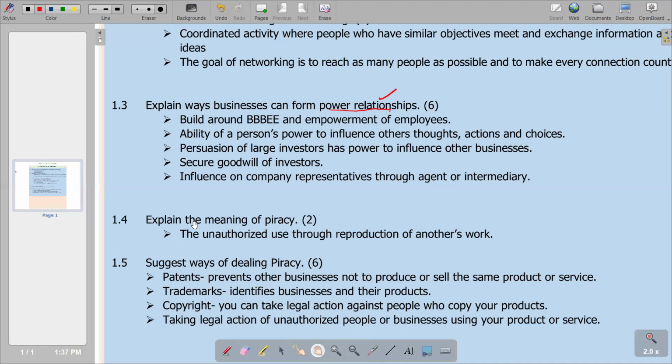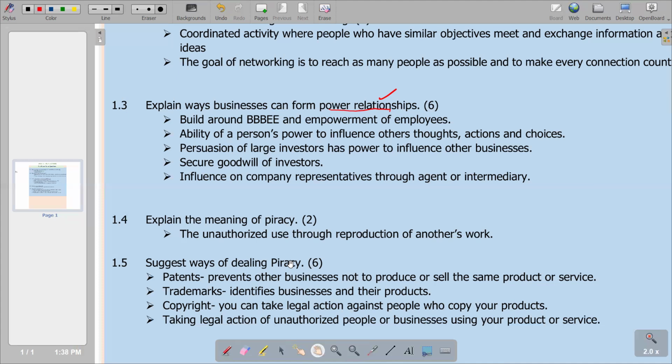Then 1.5, which is the last part of our questions, says suggest ways of dealing with piracy, 6 marks. Obviously, 3 points are required there. What ways should we use to deal with the issue of piracy? Remember, we're saying this piracy activity is illegal, it's unauthorized. So how can we deal with it? The first part is saying patents. The use of patents prevents other businesses from producing or selling the same product or service.